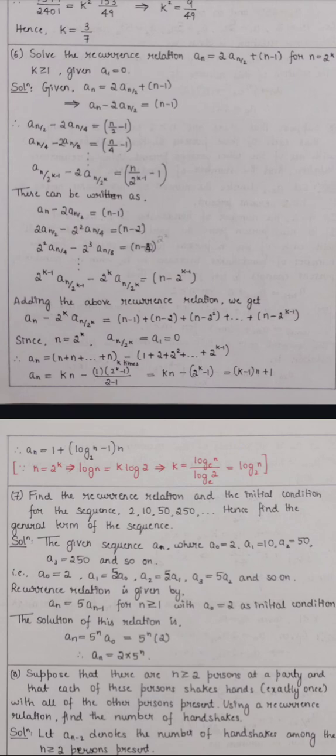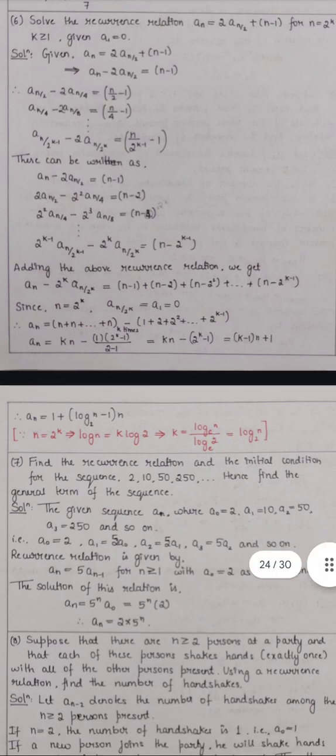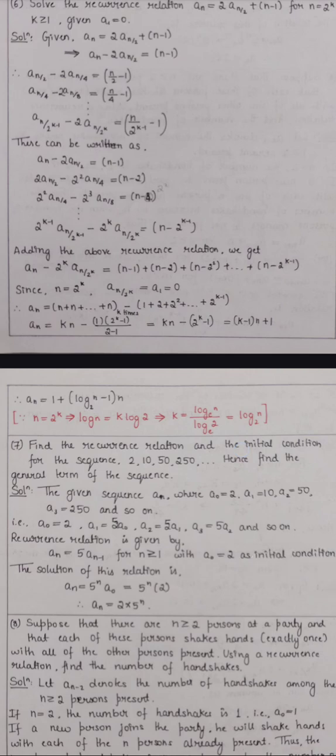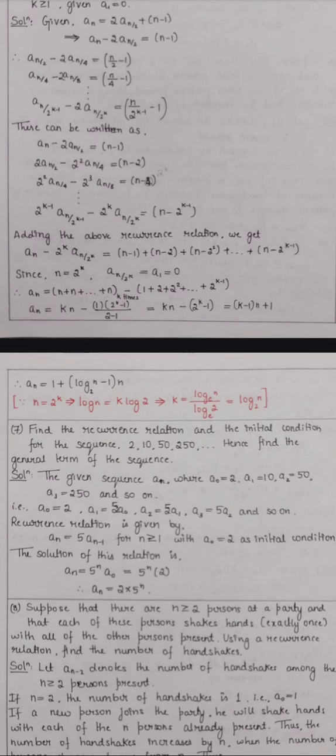That can also be written as a(n/2) - 2a(n/4) = n/2 - 1. Then for a(n/4), it is a(n/4) - 2a(n/8) = n/4 - 1. Recurrence till a(n/2^(k-1)) - 2a(n/2^k) = n/2^(k-1) - 1.